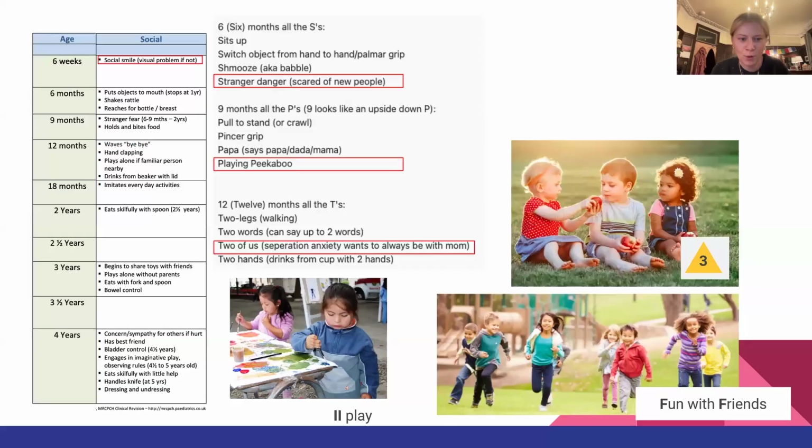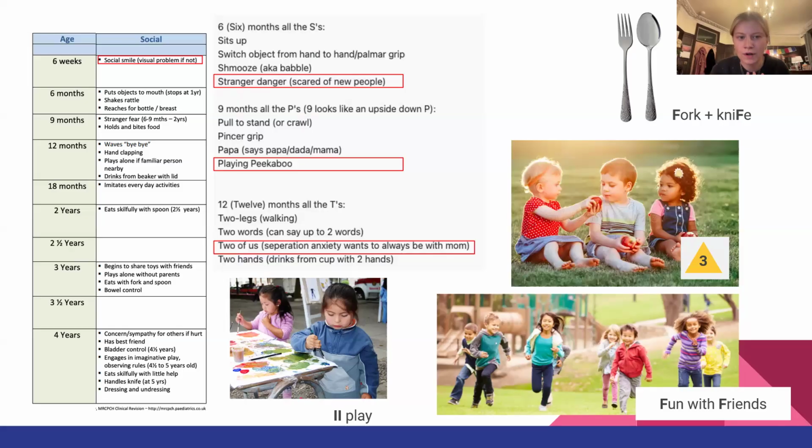And then at 4, they should be able to have fun with friends. So way more interactive. There's a group of them. They definitely are past that sharing toy stage. And then in terms of something that's asked is about the use of forks and spoons.